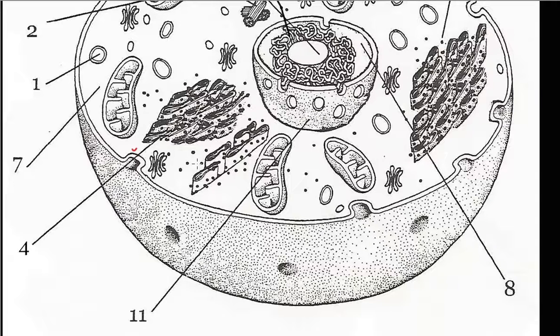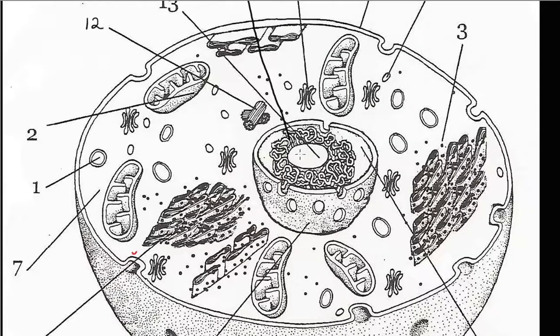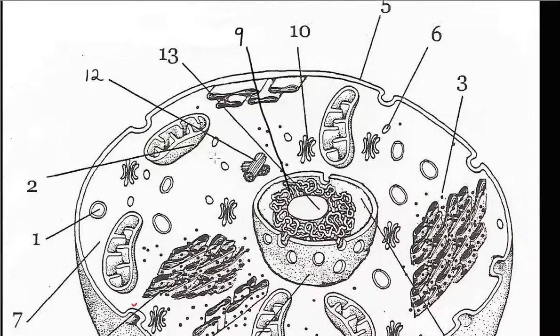Hello everyone, and today we'll be talking about animal cells and what each organelle does. Now, an animal cell is made up of organelles, and each organelle has a specific task to do.